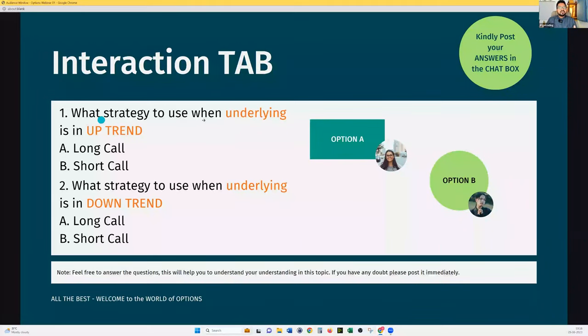What strategy to use when the underlying is in an uptrend?